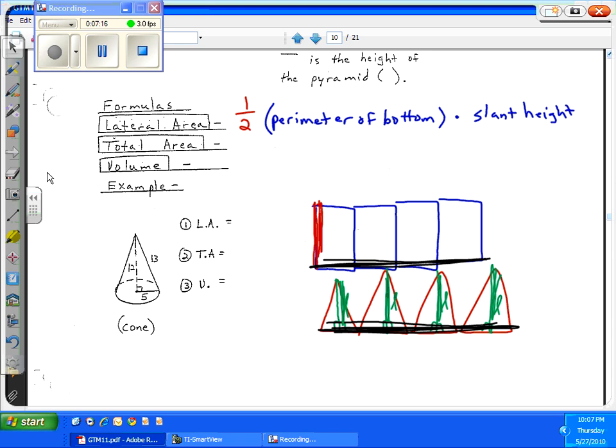Now, a prism has a congruent top and bottom. So for total area on a prism, we said 2 times area of bottom plus the lateral area. But a pyramid only has a bottom. It doesn't have a top. So we're just going to have area of bottom for a pyramid instead of 2 times area of the bottom, plus the lateral area. Okay? And then volume.